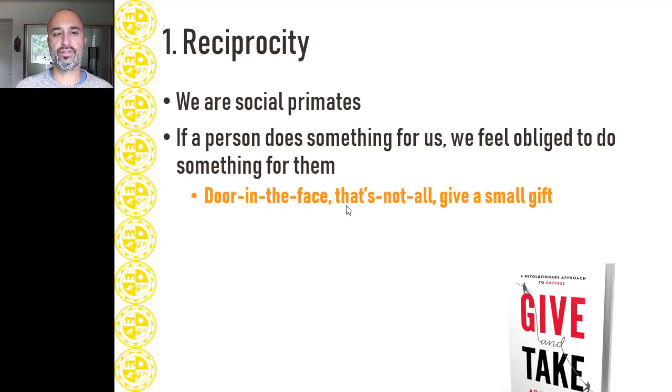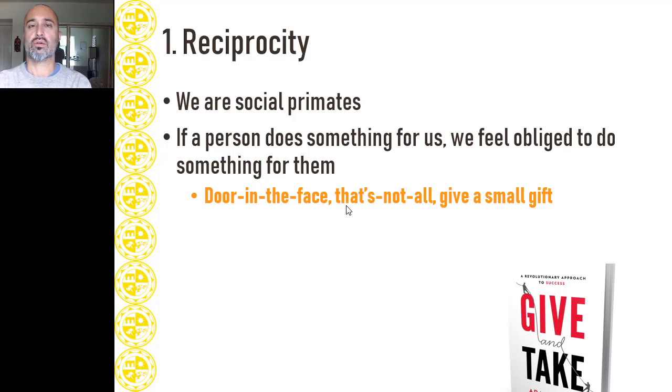The first is what's called door in the face, which is where you ask for a large request from somebody, knowing that it's going to be refused. And after they refuse your large request, you ask for a smaller request, and that's more likely to be granted than if you had not asked for the large request first.